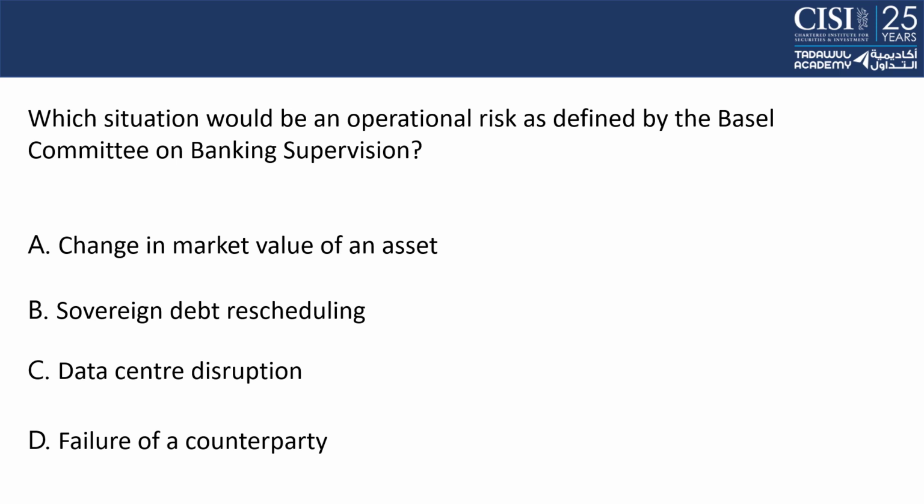Which situation would be an operational risk as defined by the Basel Committee on Banking Supervision? A. Change in the market value of an asset. B. Sovereign debt rescheduling. C. Data center disruption. D. Failure of a counterparty. Okay. So which of the following is an operational risk? A, this is a market risk. B, this is a credit risk. C is the answer, this is an operational risk. D is a credit risk.